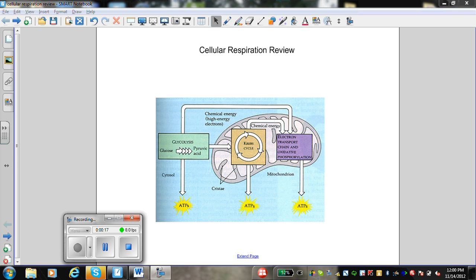So, Cellular Respiration Review, the key here is that you see the pattern. Don't focus necessarily on the numbers, even though I might throw some numbers out at you. The idea is that you see the patterns from one area to the next.